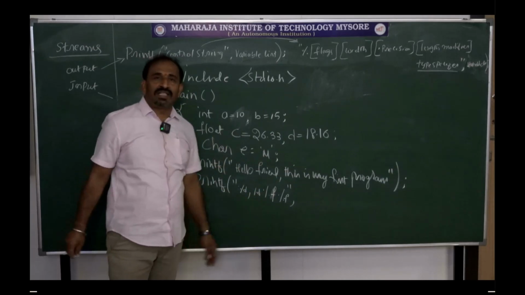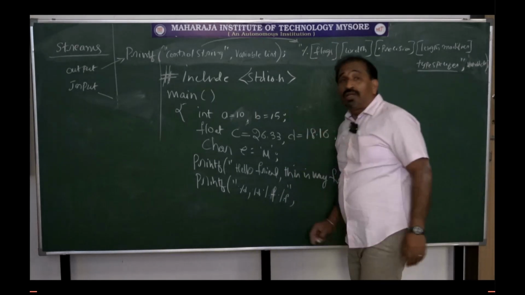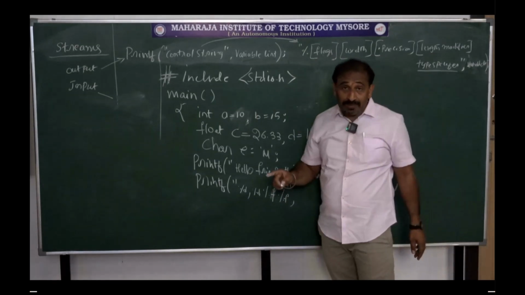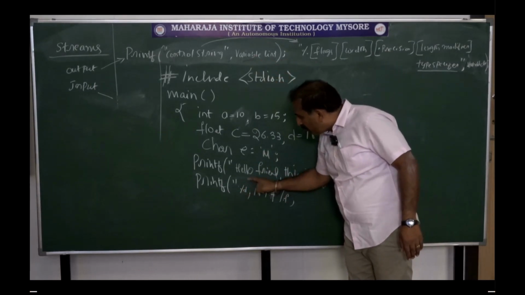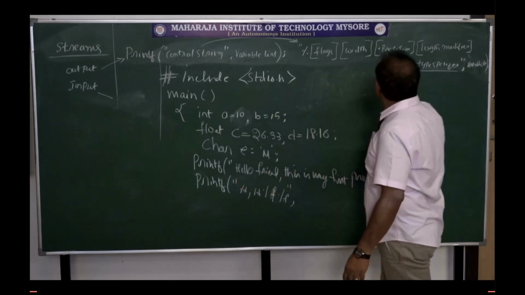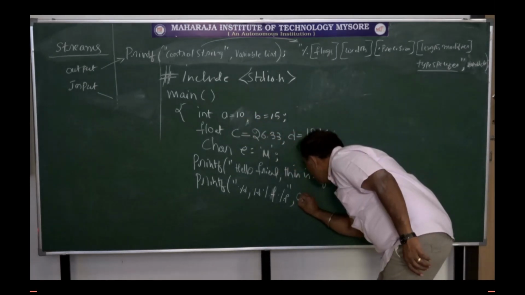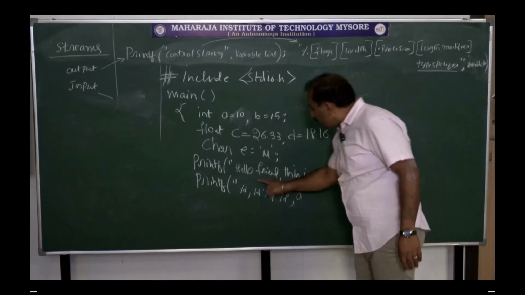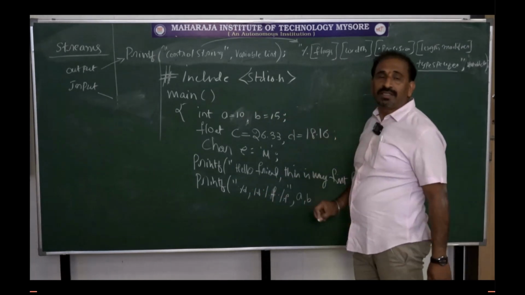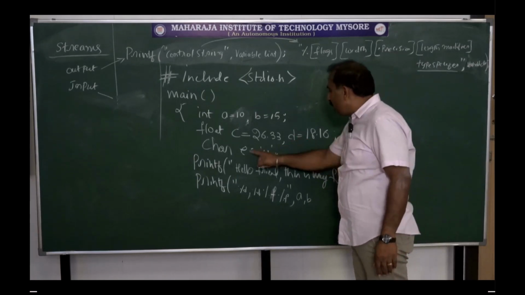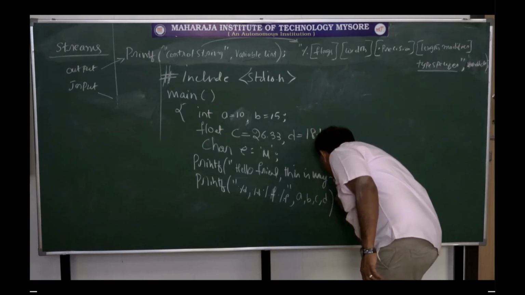I am not printing this character E. All variables declared need not be printed, comma. Now, I have to assign which variable corresponds to this format. This format I am trying to print from the source called A, so I am writing A. Next, this one is from the source called B. Next, this one is from source called C. This one is from source called D.